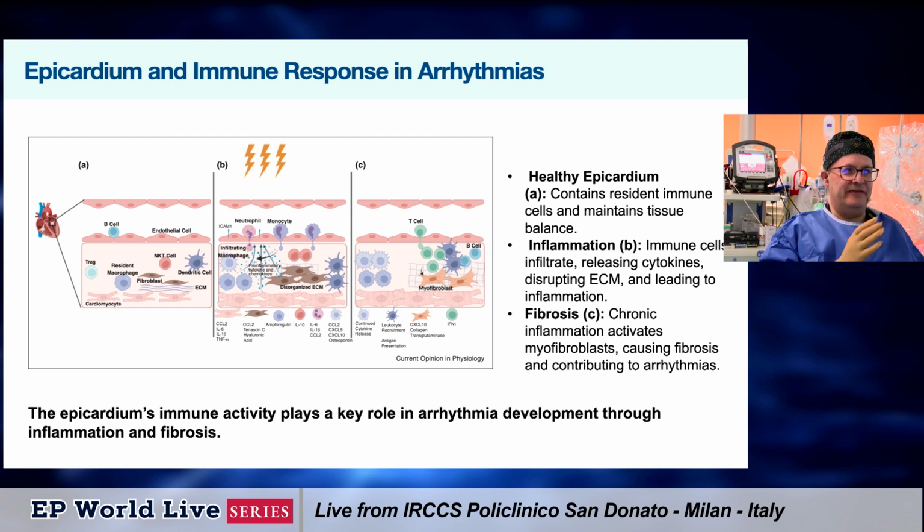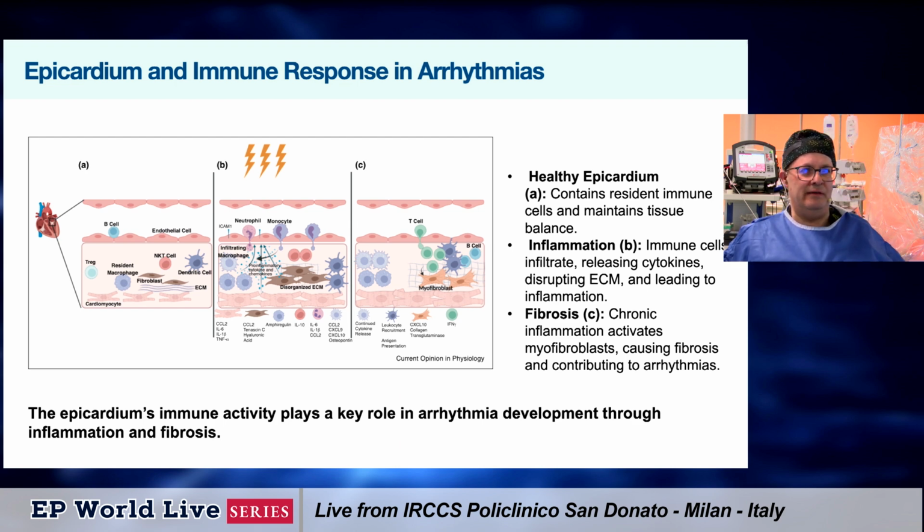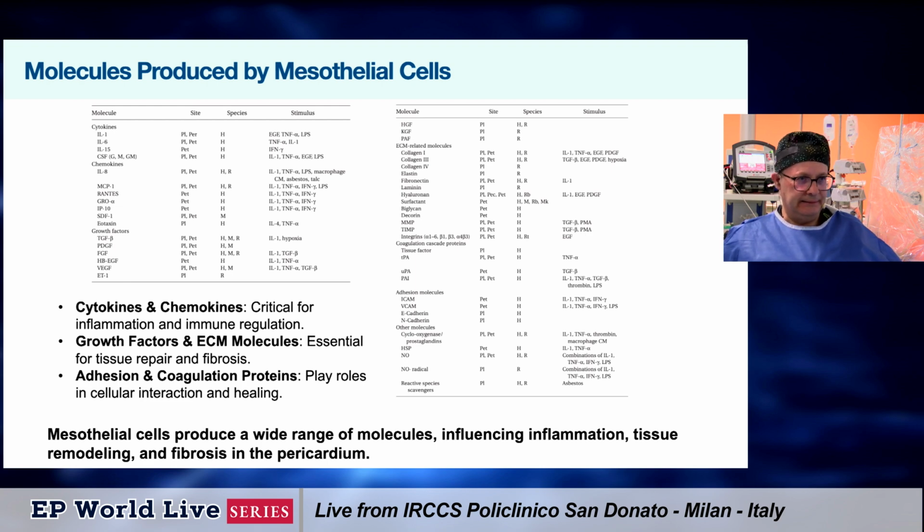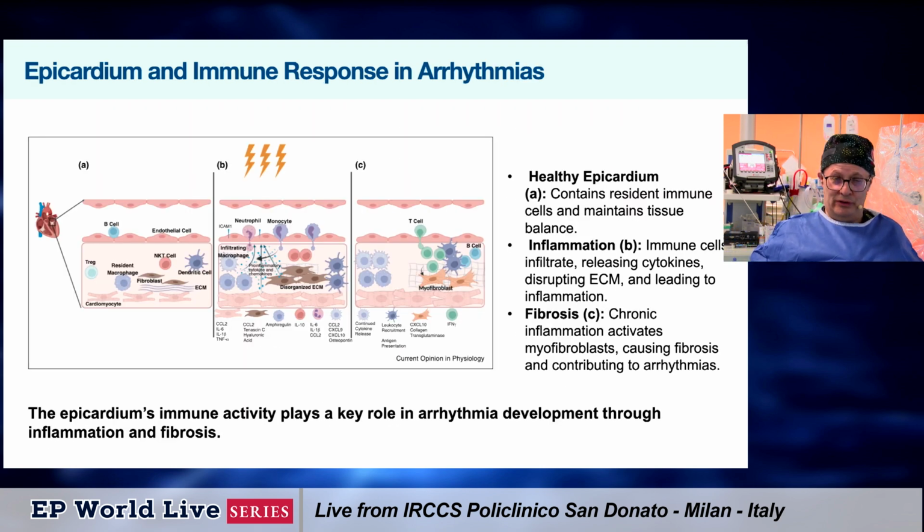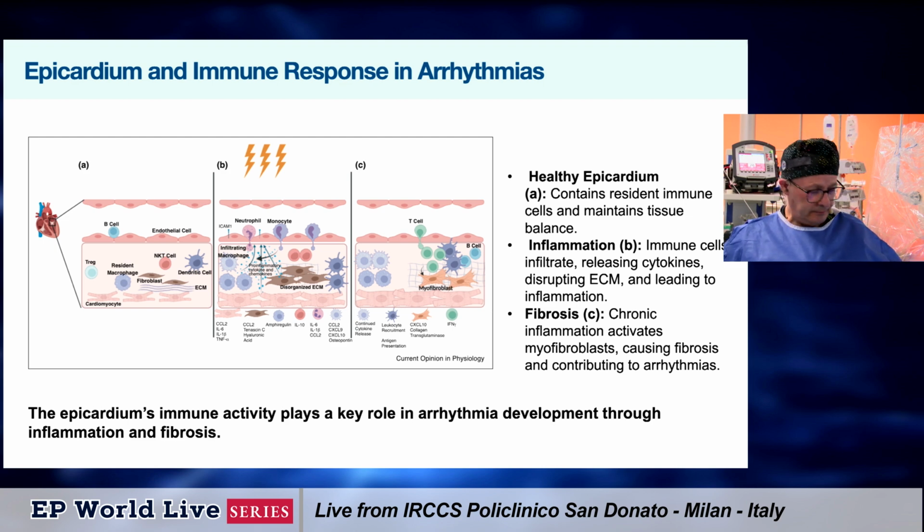You see the different levels of activation of the epicardium according to the immune response. We can have in healthy states just resident immune cells, or inflammation states when we have the infiltration of immune cells, releasing cytokines, destruction of extracellular matrix, leading to the inflammation. And at the end, we have the disease, the fibrosis. The fibrosis, in our opinion, is the substrate of long QT syndrome and early repolarization.